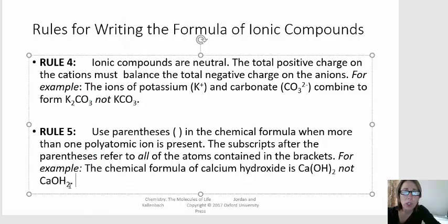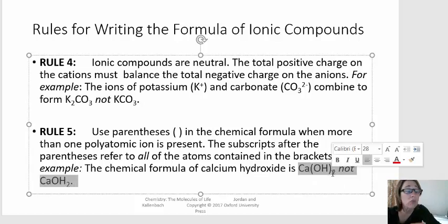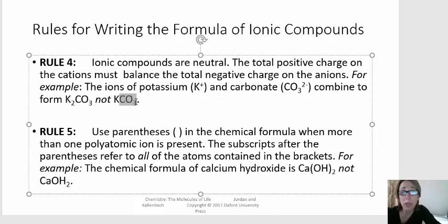However, we just don't put a 2 after the H in hydroxide because that would say we have 1 calcium, 1 oxygen, and 2 hydrogen. And that's not the case. We don't have 2 hydrogen, we have 2 hydroxides. So whenever we have 2 or more polyatomic ions, we put the polyatomic ion in brackets and then the subscript below that. If we only have 1 polyatomic ion, we don't need parentheses.